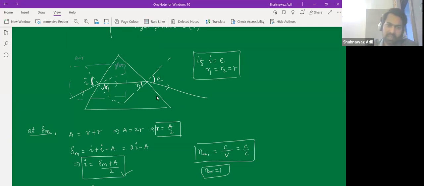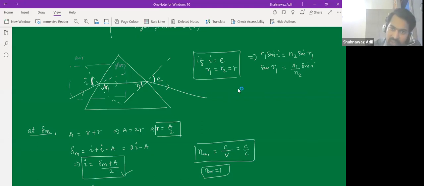And this thing you can also understand from here, right? If angle of I is equal to angle of E, let's say this is N1, and sine I equals N2 sine of R1, right? So sine of R1 is how much? This is N1 by N2 sine of I.